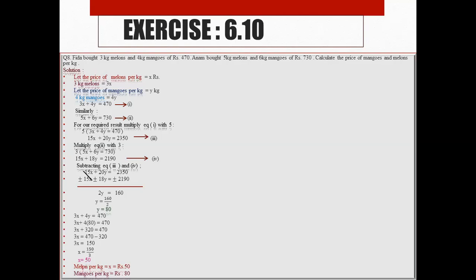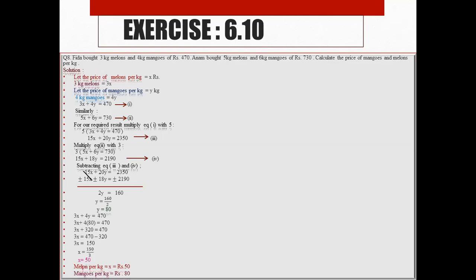2y is equal to 160. After simplification, 2y is equal to 160. Now again, shift the coefficient of y to the other side. 160 divided by 2, which is equal to 80. We got the value of y.